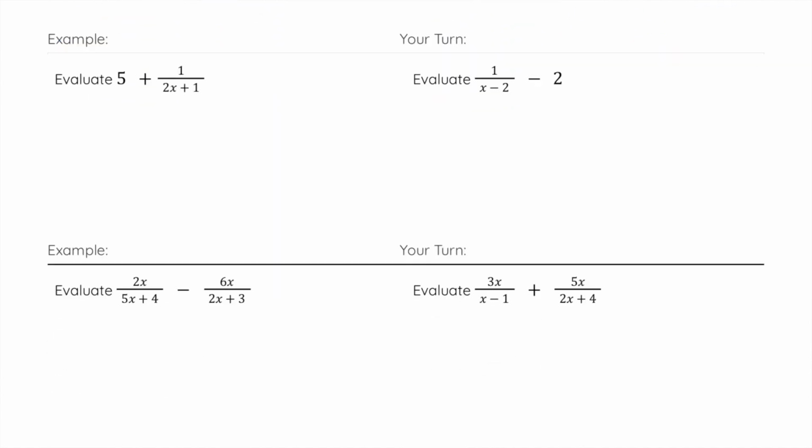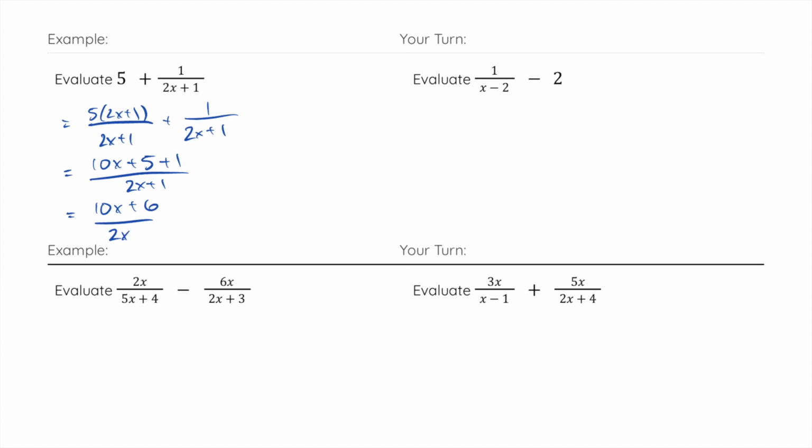Number 5, technically as a fraction, is 5 over 1. And so if we want to write that with a common denominator, then we would multiply the numerator and denominator by the other one, which is 2x plus 1. So we'd end up with something like this, where we do 5 times 2x plus 1 all over 2x plus 1, plus 1 over 2x plus 1. And now we could do 10x plus 5 plus 1 all over 2x plus 1. And we end up with 10x plus 6 all over 2x plus 1.